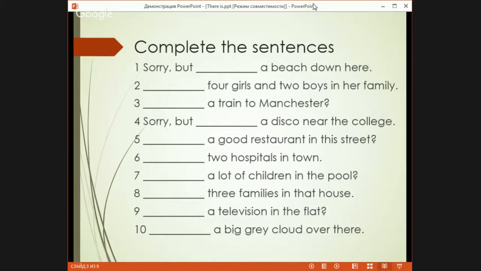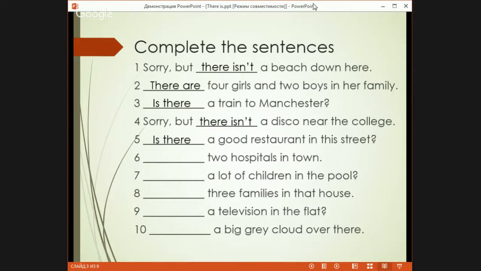I'm sure you had enough time, so let's check the answers. The first one, it must be negative, I think. There isn't a beach down here. Next one, there are 4 girls and 2 boys in her family. Number 3 is a question. Is there a train to Manchester? Sorry, but there isn't a disco near the college. Number 5 is a question as well. So we put the auxiliary verb to be at the beginning. Is there a good restaurant in this street?